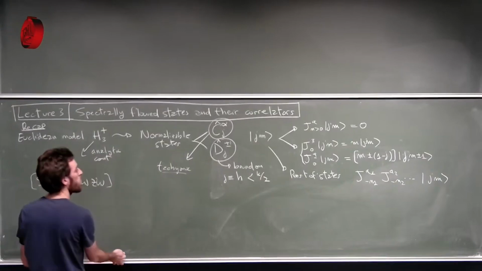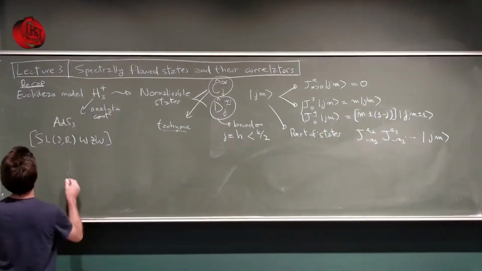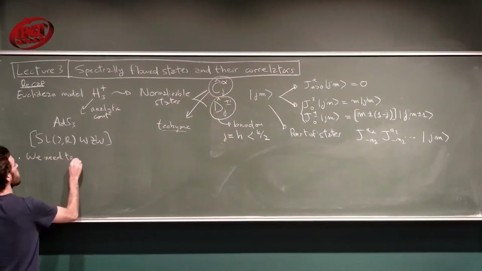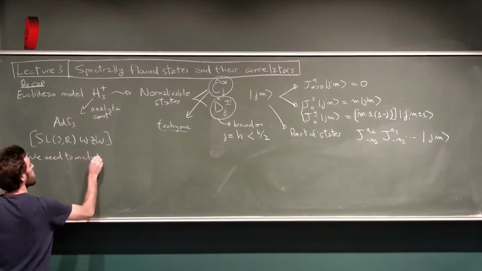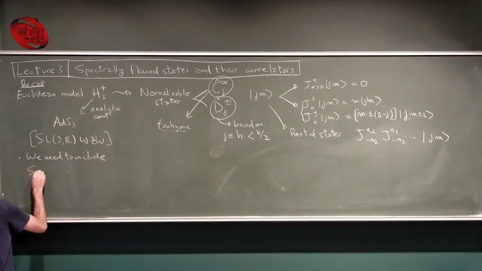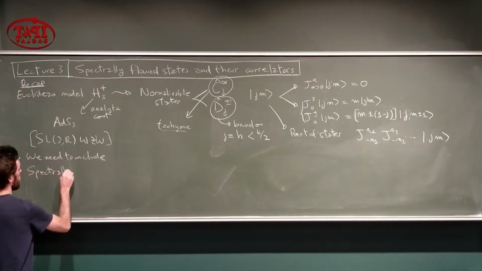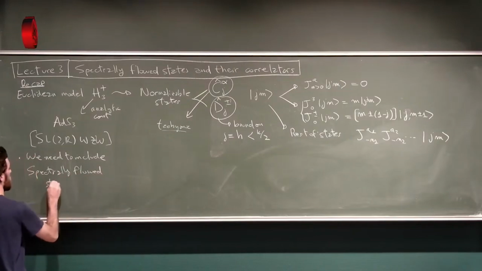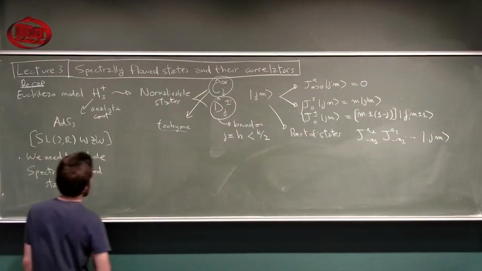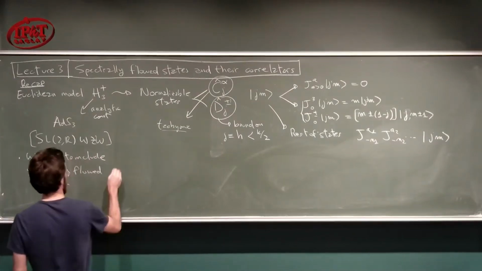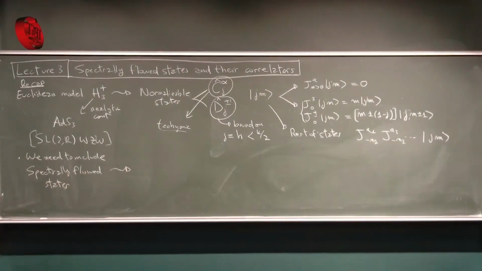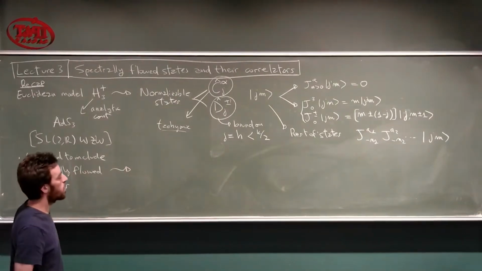And the answer to where the rest of the states are is that we need to include spectral flow sectors. So this was the conclusion of the second lecture.